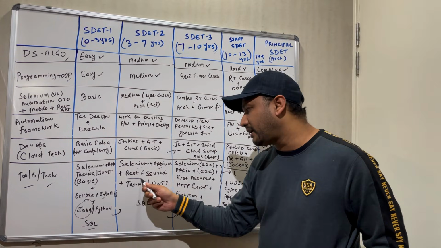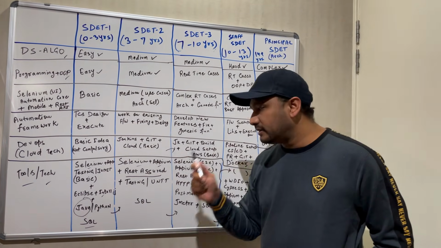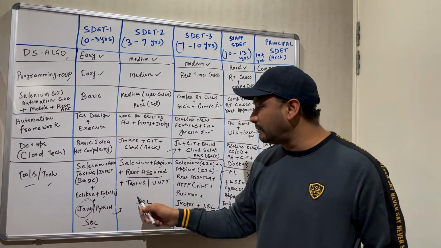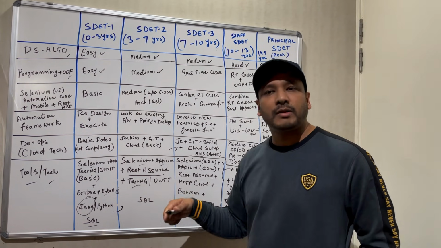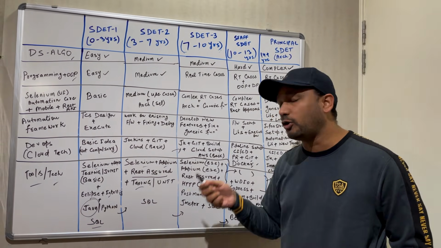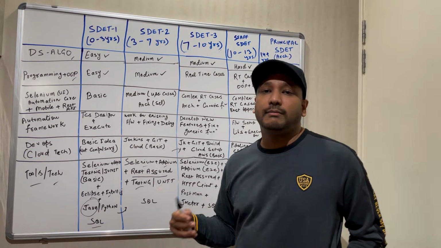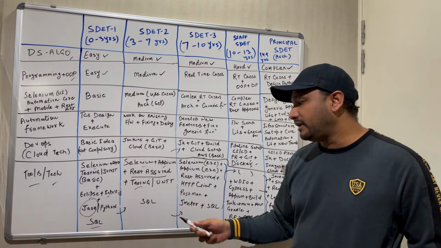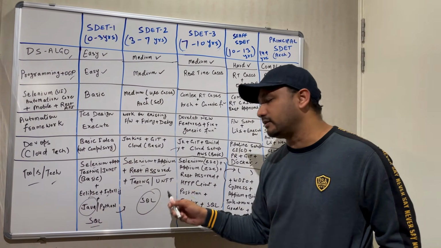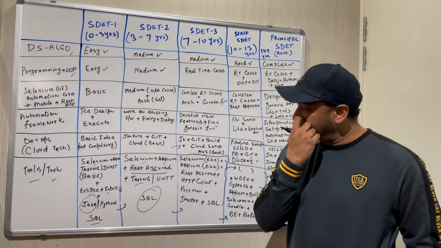And people will expect Rest Assured also for backend testing, and some unit testing framework. For example, I have written JUnit or TestNG, but if you're working with Python, you should know about PyTest. If you're working with JavaScript, Mocha, Grunt, Jasmine. APIs, along with SQL queries, you should be aware of that.